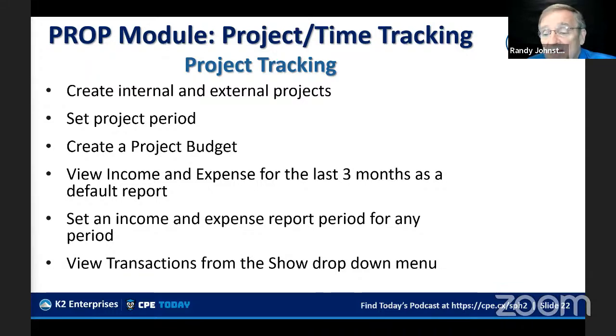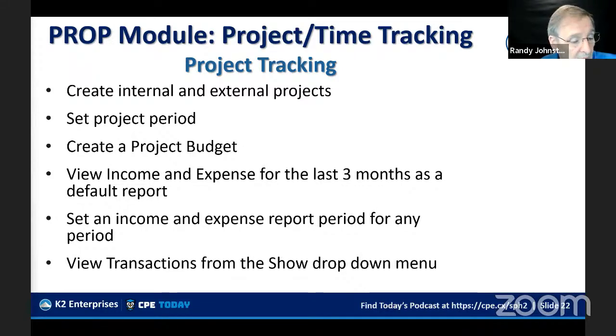We can set the project period. We can actually create a project budget. We can look at income and expense for the last 3 months, and that is the default in this particular case. But we can also set an income and expense report for any period, and we can show the transactions or view the transactions from a drop-down menu. So think about items that you do inside the business on a recurring basis, either for customers or internal.